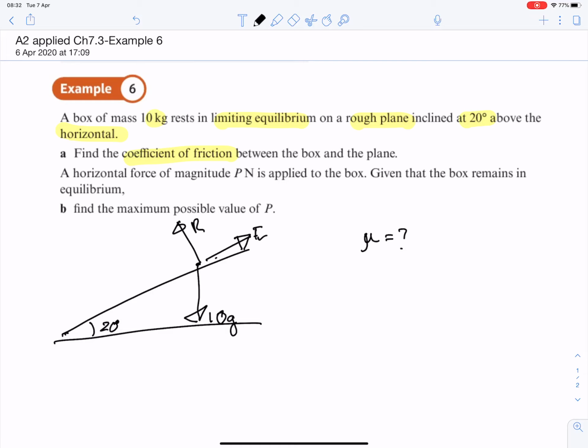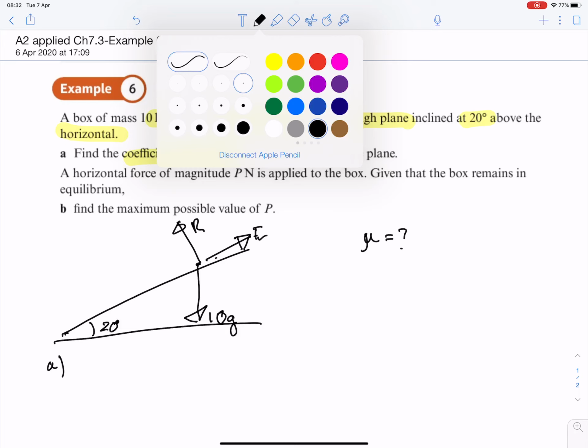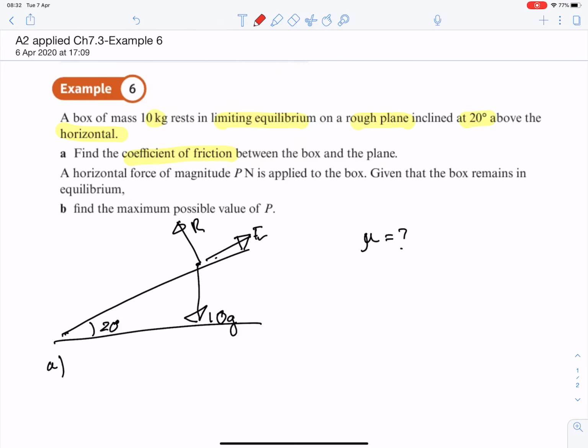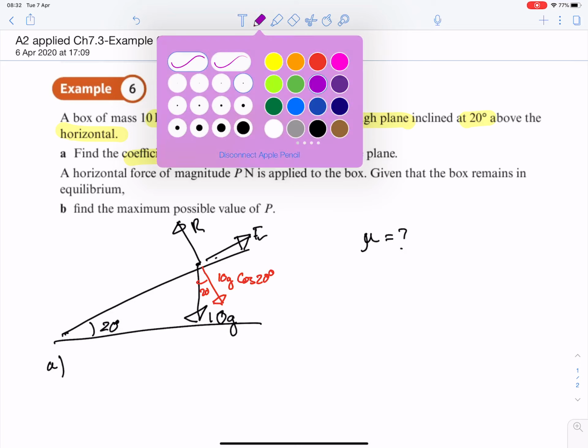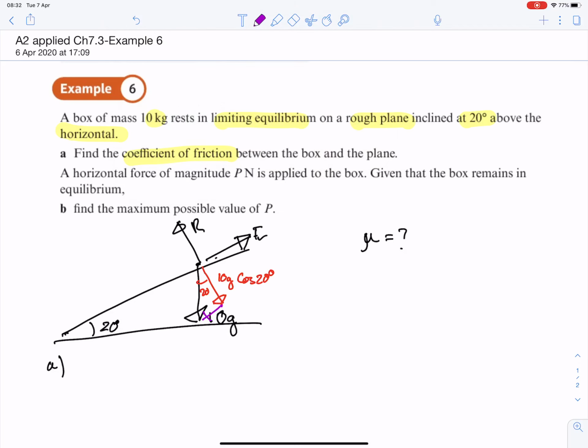So, as usual, we're going to have to work parallel and perpendicular to the plane. And if we need to do that, we need to break the weight down into its components. So we've got a component here, which is perpendicular to the plane. That angle in there will be 20 degrees. This is next to the angle, so this is 10g cos of 20. This is parallel to the plane here, so this will be 10g opposite the angle, so it's sine of 20.